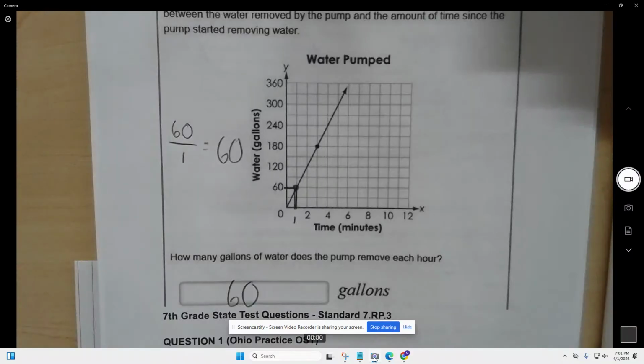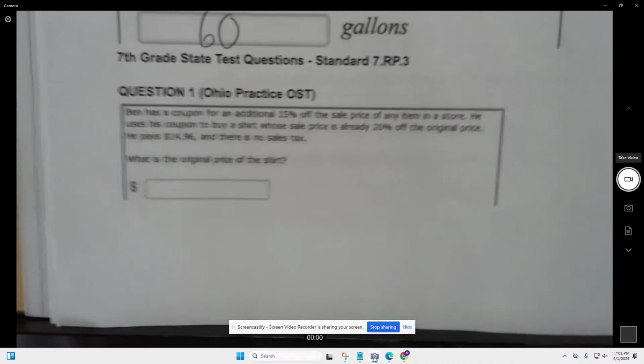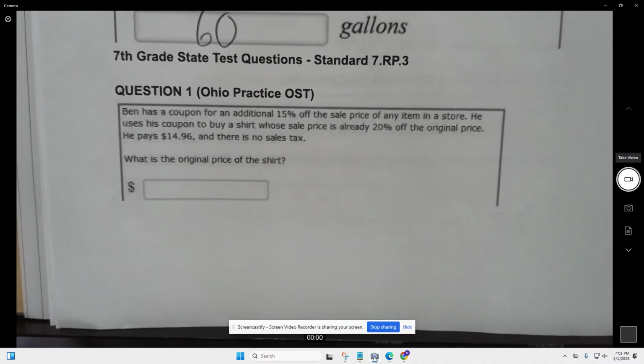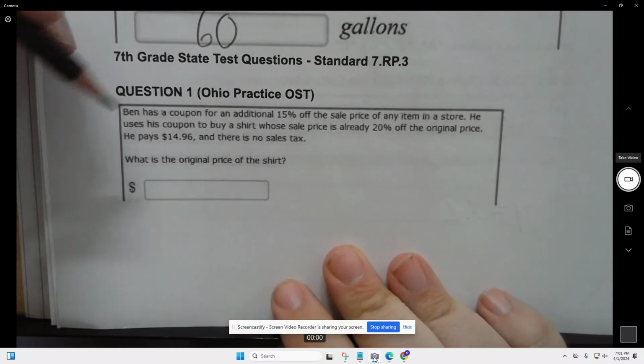All right, we are back for another state test prep session. Today we're doing standard 7.RP.3. Let's get right into it.